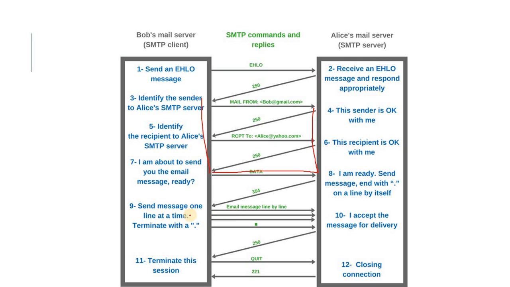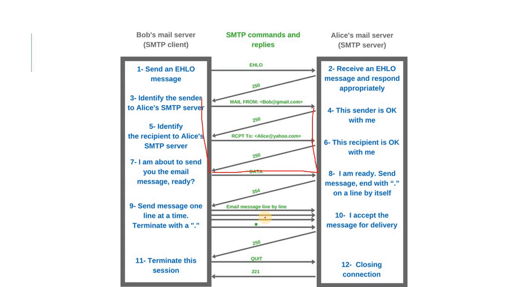Believe it or not, the actual email message is sent out line by line. The server does not acknowledge each individual line received, it just waits for the full stop. So Bob is sending the whole message to the Alice mail server, and Alice mail server waits for the full stop. When Bob's mail server sends a full stop, this indicates that the client is done sending the email message. It also tells the server that it can start processing the message now.